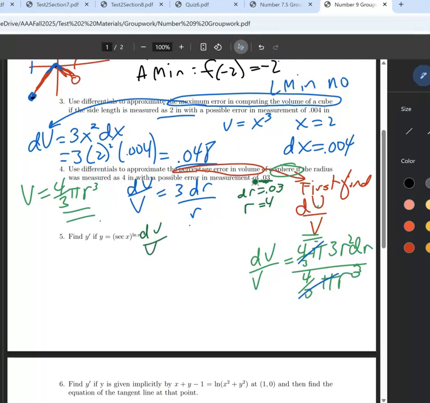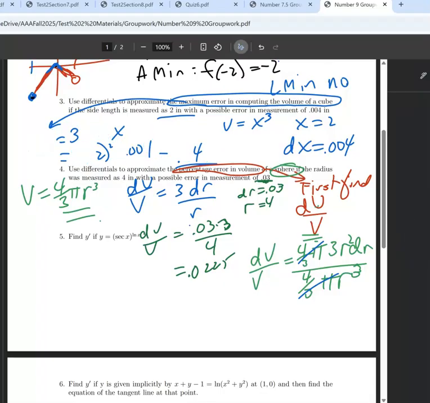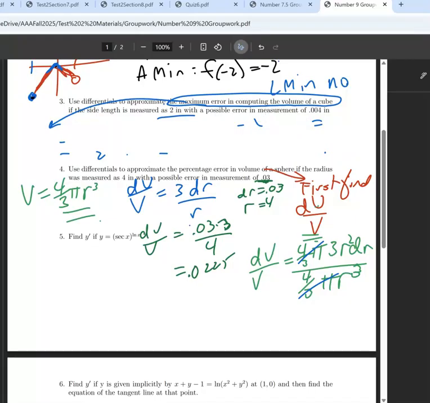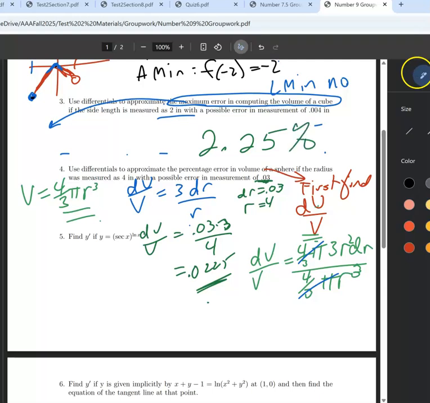So dV over V is 0.03 times the 3, right? So I lost the 3 there. 3 times 0.03 divided by 4. So that decimal gives me 0.0225. And they want me to find the percentage error. So the percentage error means I just write that as a percent. So that gives me 2.25%. So that's the percentage error.